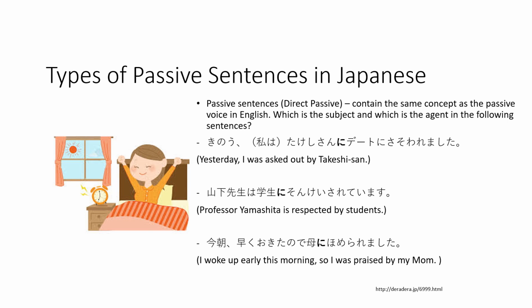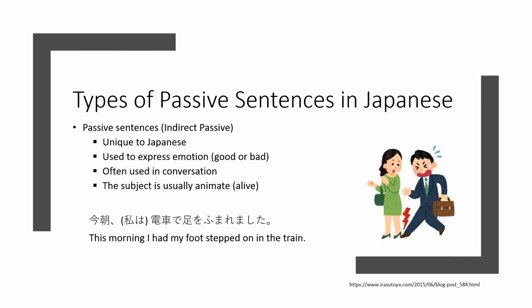今朝早く起きたので母に褒められました。I woke up early this morning, so I was praised by my mom. The agent is usually marked with に only. Indirect passive sentences usually contain a sense of adversity. This form indicates that the subject of the sentence feels emotions about or empathy towards the event being described. For example, 今朝、電車で足を踏まれました。This morning, I had my foot stepped on in the train. A detailed explanation follows in the later slides.